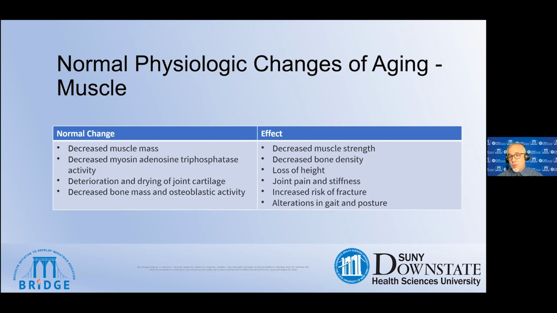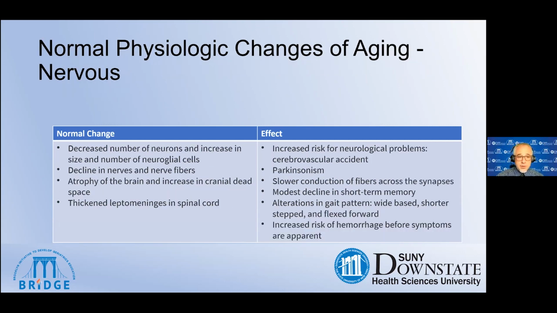Joint pain and stiffness, increased risk of fracture, alterations in gait and posture. And of course, there's CNS changes, declines in the number of neurons, increase in size and number of the neuroglial cells, some mild age-related decline, atrophy of the brain, an increase in cranial dead space. And overall, this leads to an increased risk of neurologic problems, including stroke, Parkinsonism, slower conduction and processing, some modest declines in some parts of memory, alterations in gait.